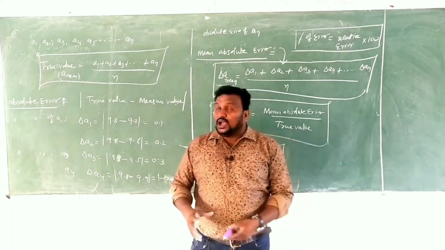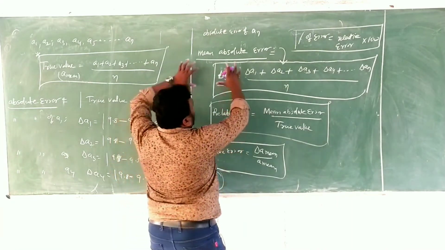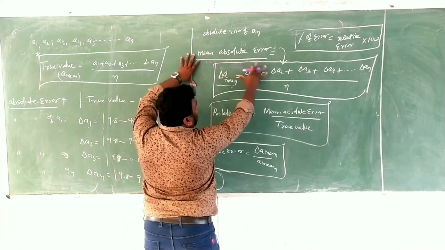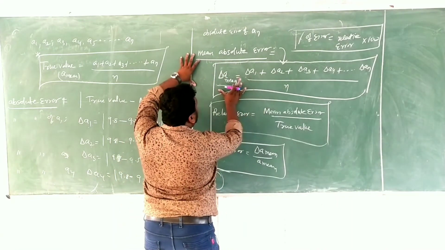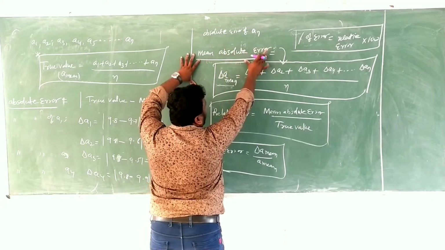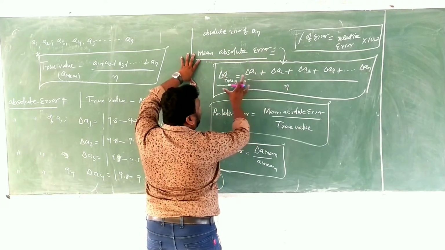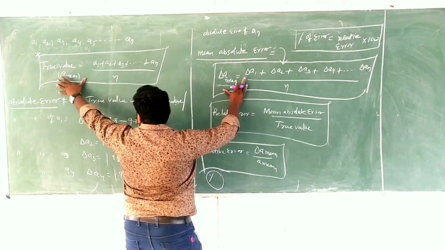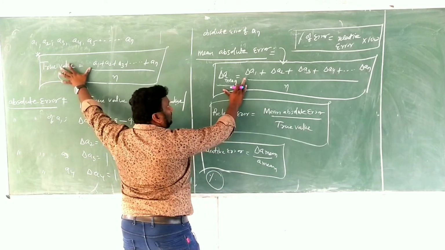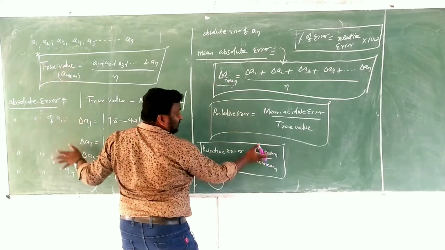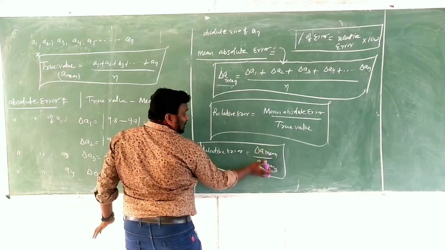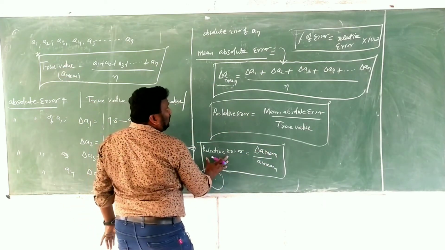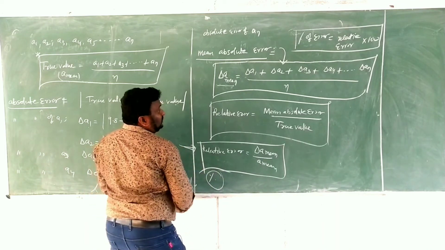So children, you have to observe here now. Already we have mean absolute error. Delta A mean is what? Mean absolute error. Just now I told you how we can find the delta A mean. And this is the true value, A mean. Delta A mean by A mean, that should be called here relative error.